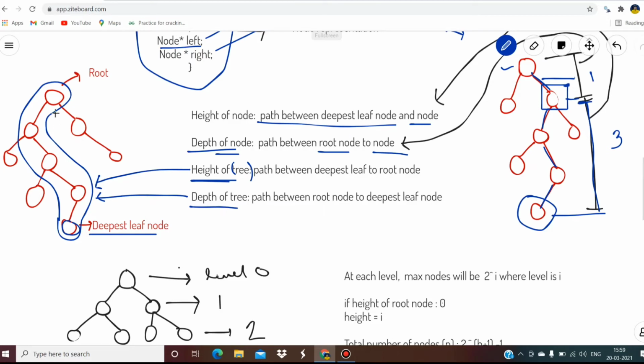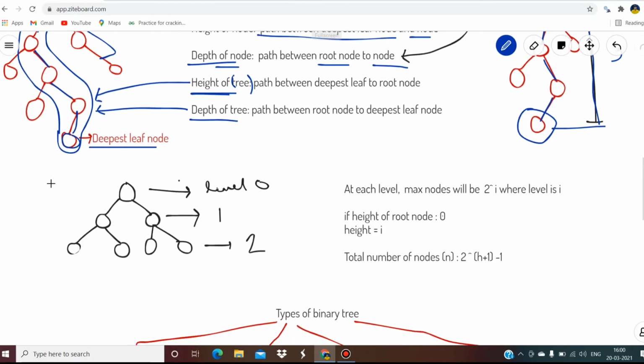In this diagram the height and depth of the tree is 1, 2, 3 and 4, because this is the root node and this is the deepest leaf node, and we need to calculate how many edges are there along this path. Now the next thing is level. This is level 0, level 1, and this is level 2 and so on. This is known as the level of a binary tree. It starts from 0, then 1, 2, 3 and so on.